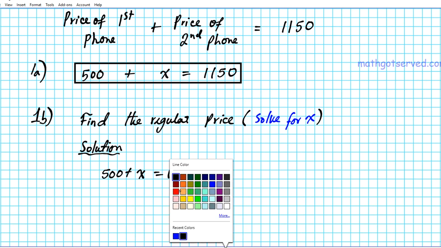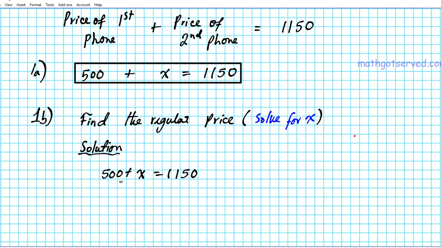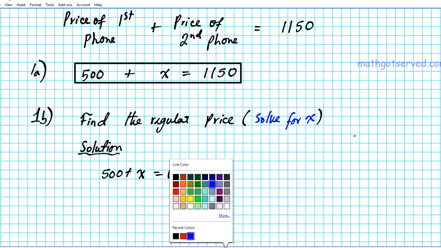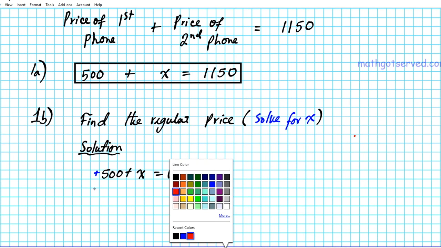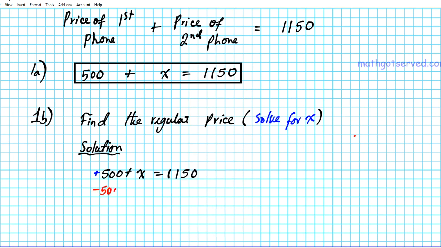To accomplish that, we have to undo this addition operation that exists here. So this is positive 500 being added to x, or x plus 500. So to undo this plus 500, imagine as though there is a visible plus here. Okay, so to undo that positive 500 on the left side, we're going to use the inverse operation, which is to subtract 500 from both sides of our equation. Okay, so go ahead and subtract that.